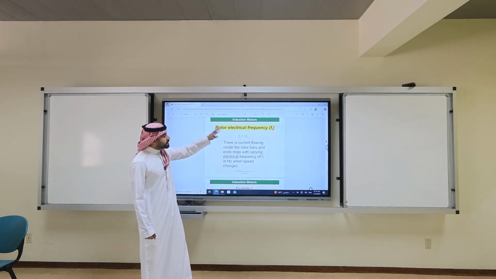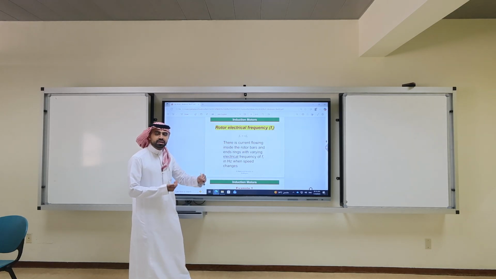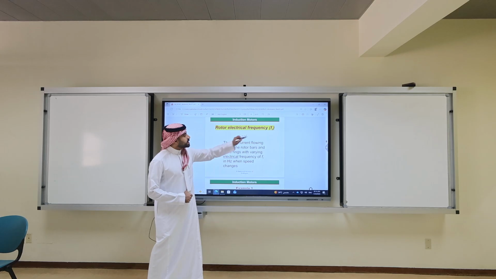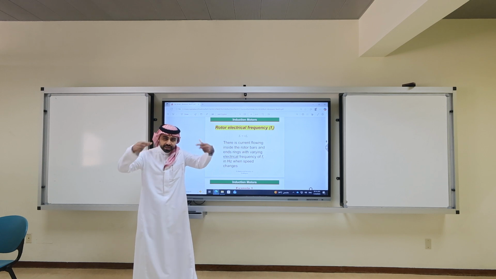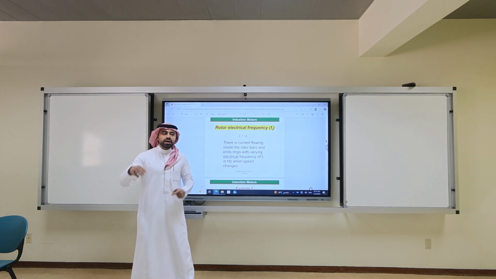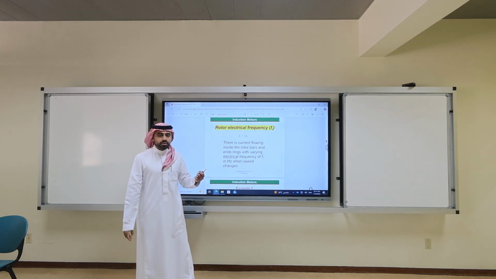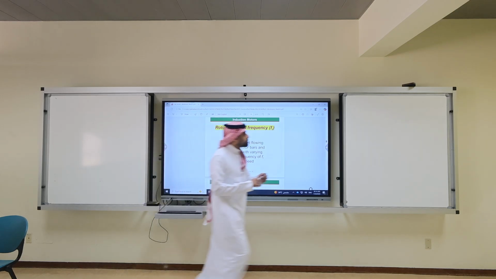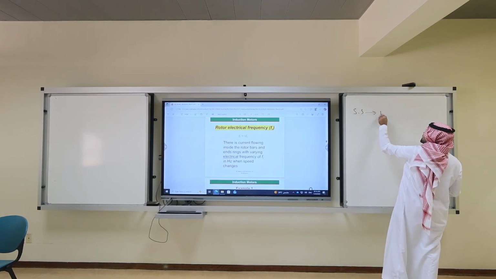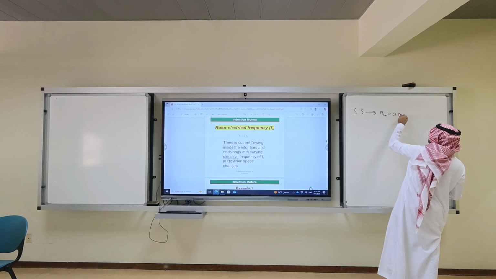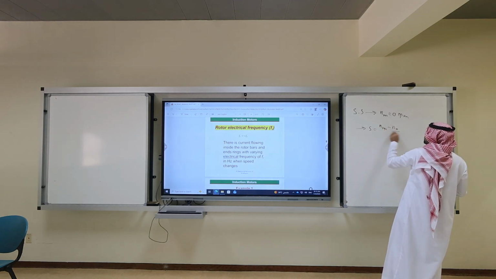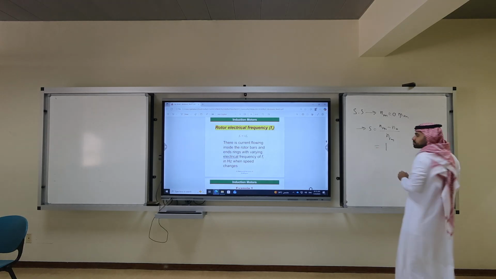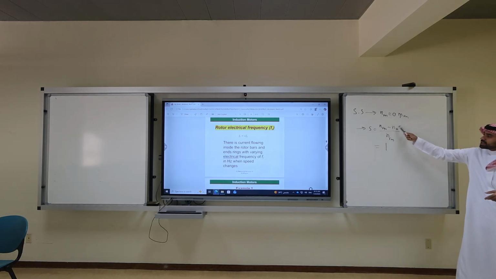One important quantity that I want to introduce today, and I'm going to be a bit fast in the lecture today: rotor electrical frequency, F sub R. Do you remember the squirrel cage? Yes. It has bars and 2 end rings. How many end rings? 2. From standstill, the slip is what? 1, because standstill implies nm equals 0 RPM. This implies slip is what? n sync minus nm over n sync, which is n sync over n sync minus 0, which is 1.